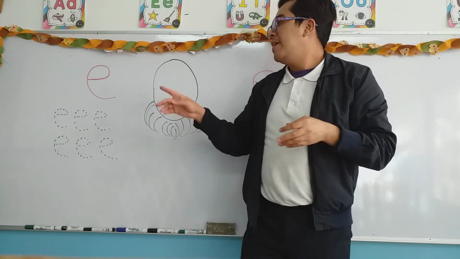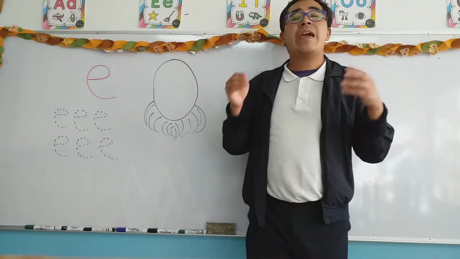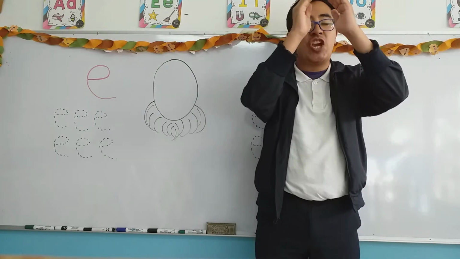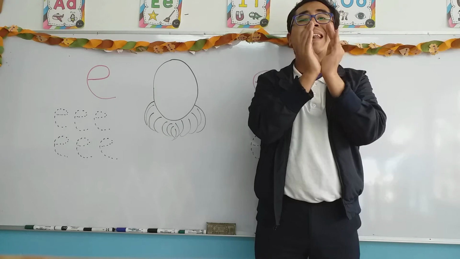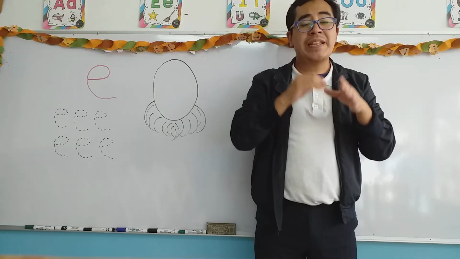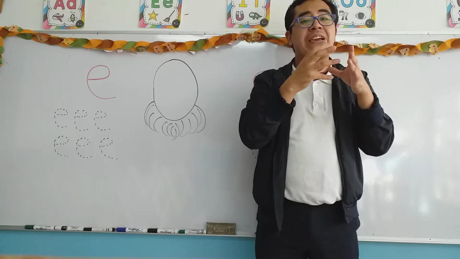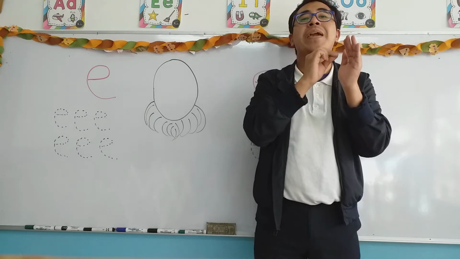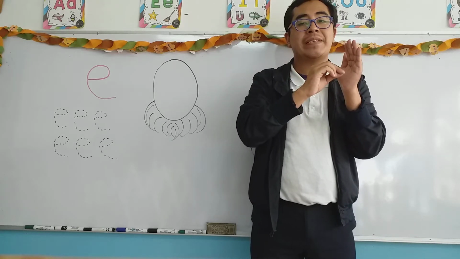Let's begin. The egg. Egg is an object that has an oval shape, and inside the egg we can have two kinds of things. Whether we can have food or maybe we can have a baby animal inside.